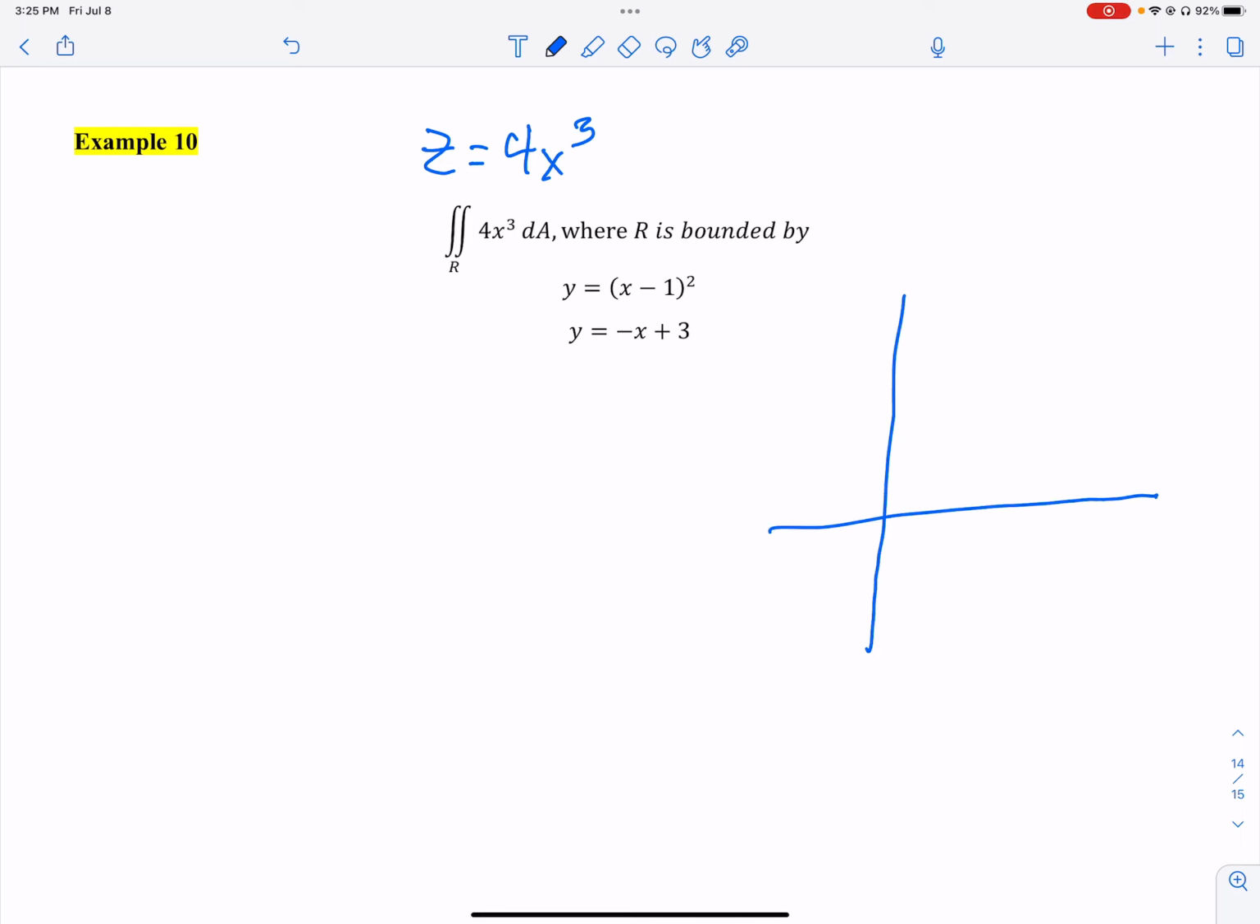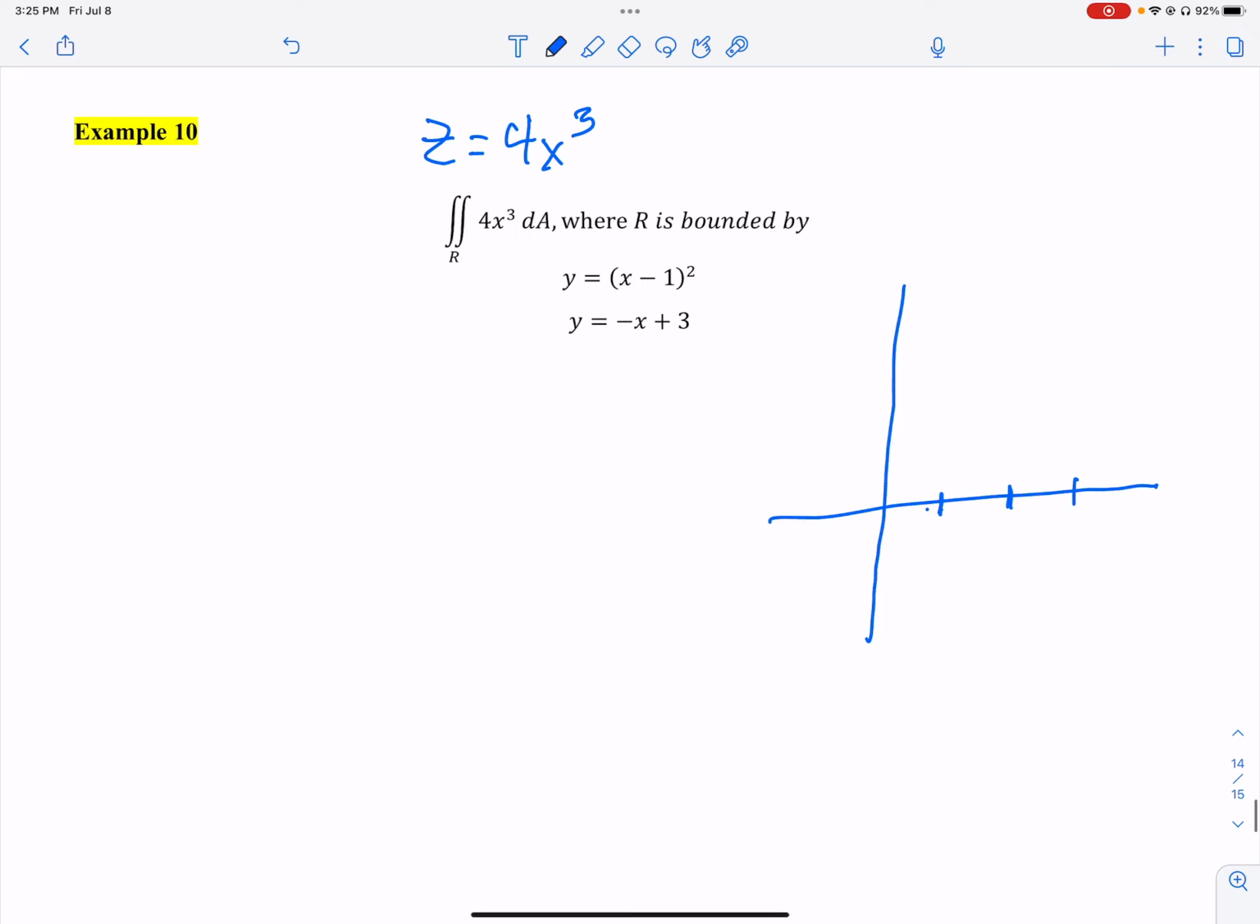So, okay, the first one is a parabola shifted to the right 1. So we'll do this. All right, it's shifted, so I have the bottom of the parabola. Then I know it goes up 1 on both sides. And then 2, 3, 4 on the sides out of that because 2 squared is 4. So there's my parabola. Try to do my best to draw it.